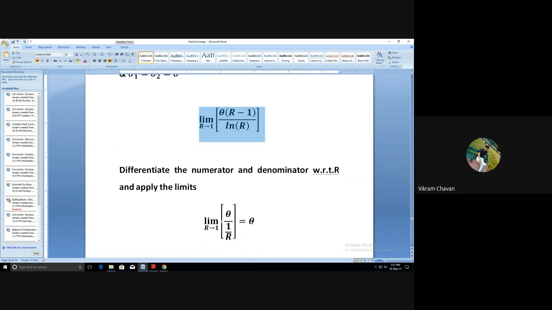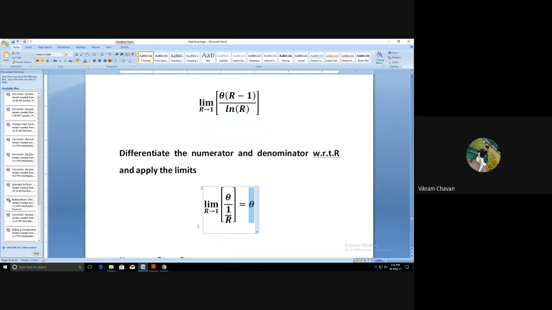After differentiating we will get the limit r tends to 1, and in the numerator we will get theta, and in the denominator we will get 1 upon r. Now you can put the limit value over here, so instead of r, if you put 1, in the denominator 1 divided by 1 is also 1, so you will get only theta.